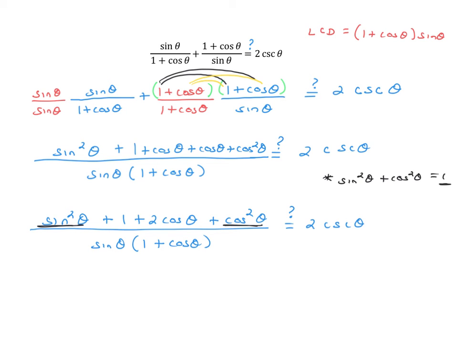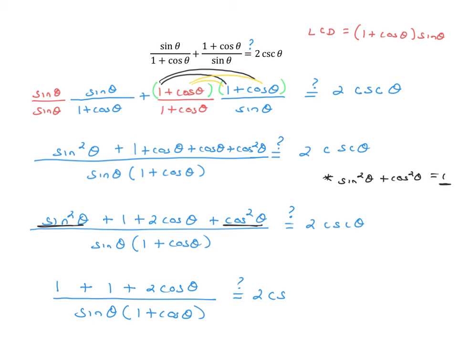I think this is definitely going to be a longer question, but I'm going to write 1 plus 2 cosine theta all over sine theta times 1 plus cosine theta, and ask, is that actually equal to 2 cosecant of theta? So I was able to replace this and this with that 1. I'll continue this on the next slide, and I'm going to add these ones together and put a 2. Let's see what we get.